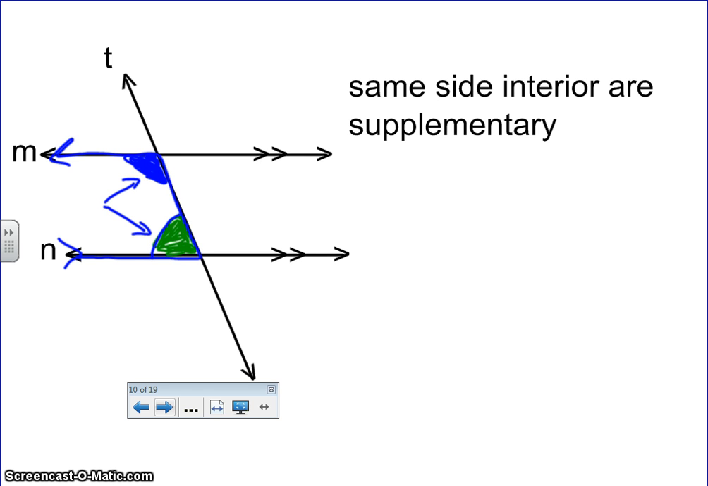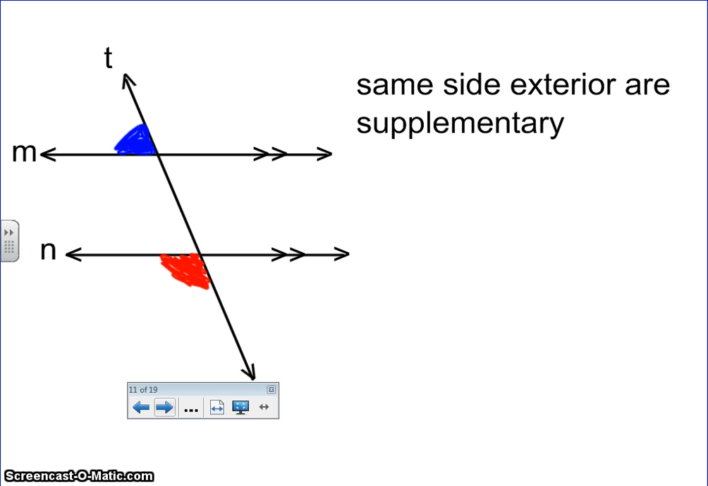So these two add up to 180, and the same thing is true for these two angles. They're not the same size. You can tell just by looking at the picture that this one is bigger than this one. They do add up to 180.